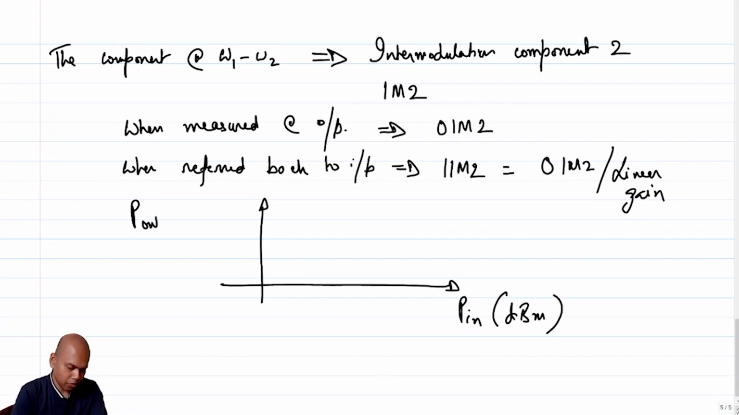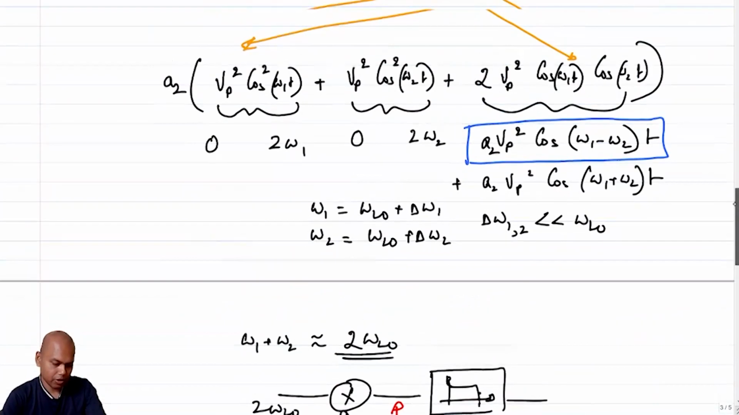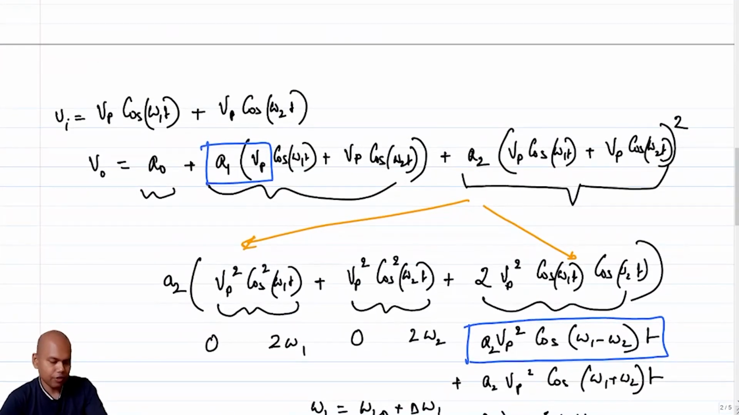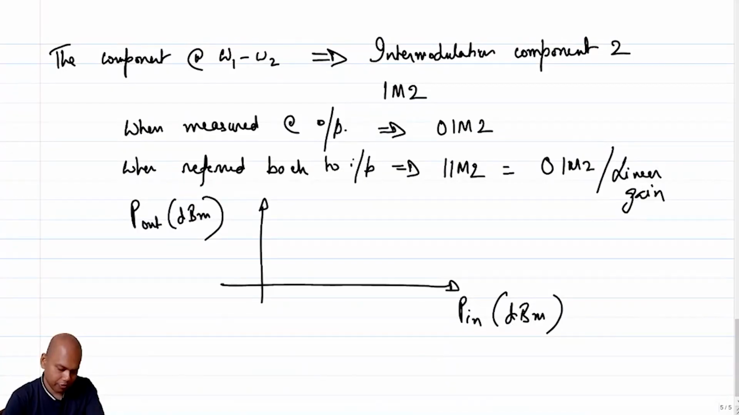and you plot P out also in dBm. What is the strength of the fundamental component that you are going to see? The fundamental component is A1 times Vp, if I am only considering one of the signals. Both of them essentially have approximately the same transfer function, so I can as well consider one of them. So it's A1 times Vp, which means that in dB terms, for every 1 dB increase in Vp, the output will also increase by 1 dB.